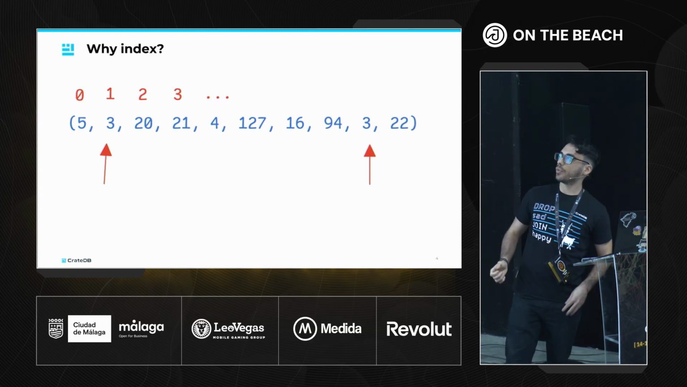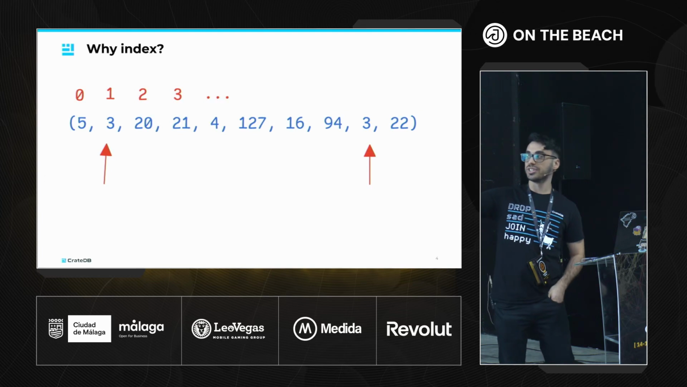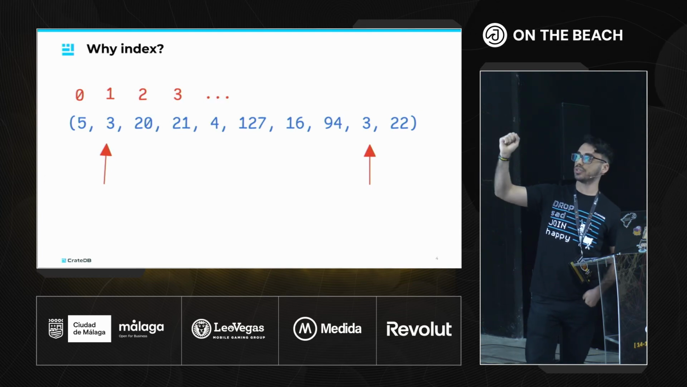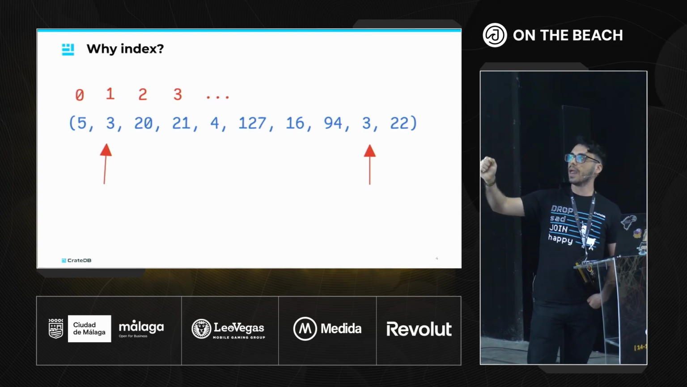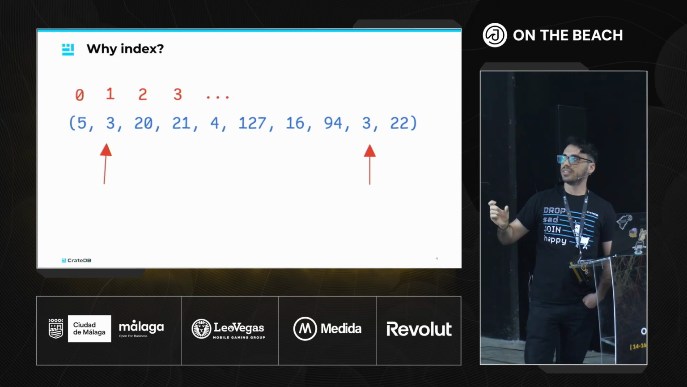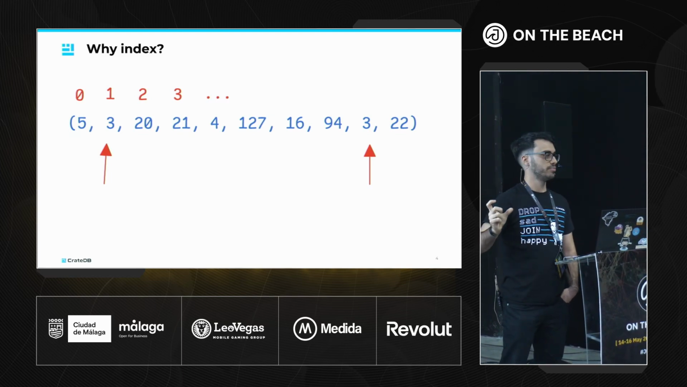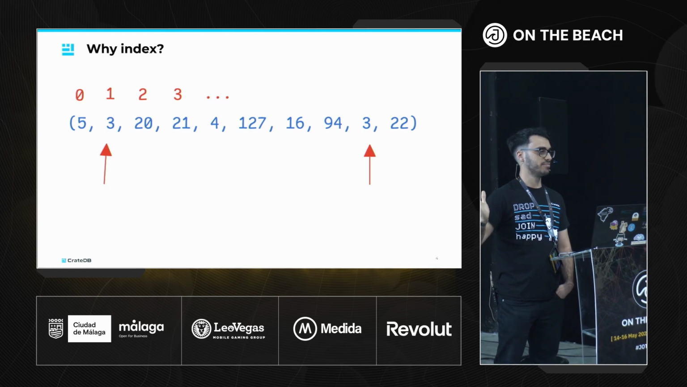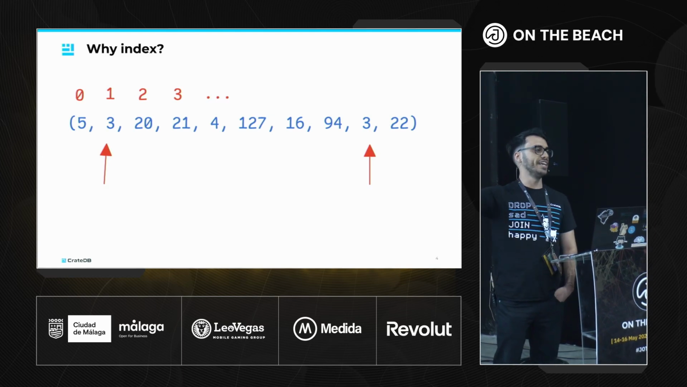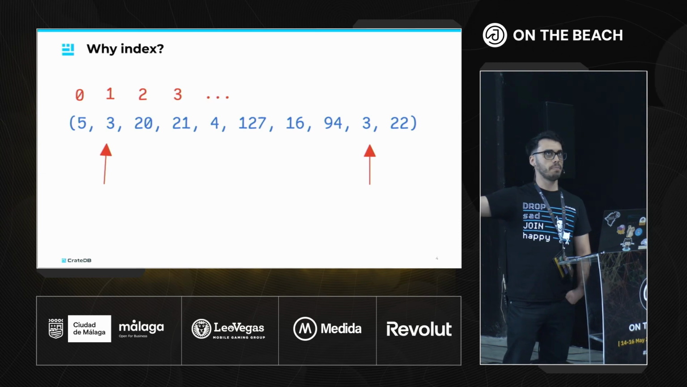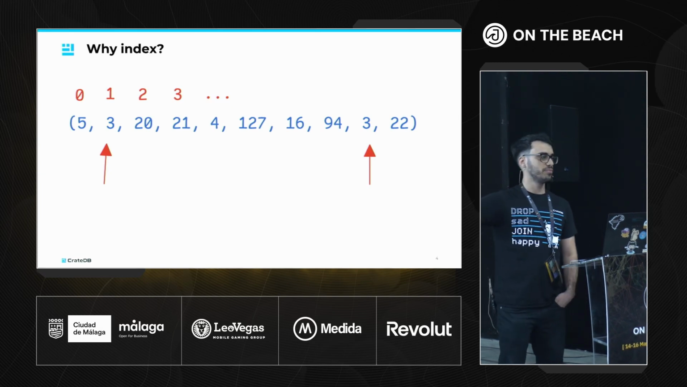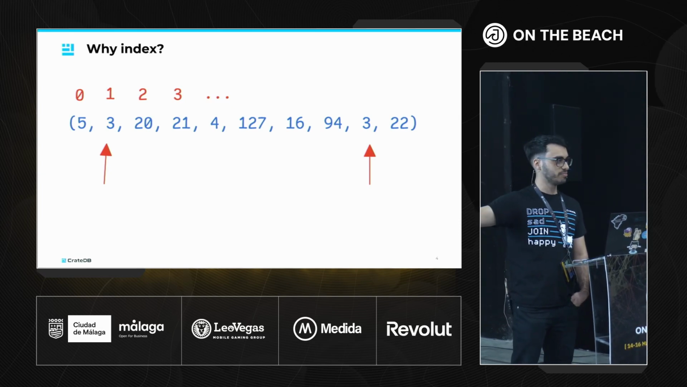So imagine that we have this array of data. At position 0, we have the value 5, at position 1, the value 3, and at position 2, the value 20. What if I want to get all the positions of the value 3? What would you do? Any ideas? You will iterate through the values, right? But that has a problem. Does anyone know about the problem?